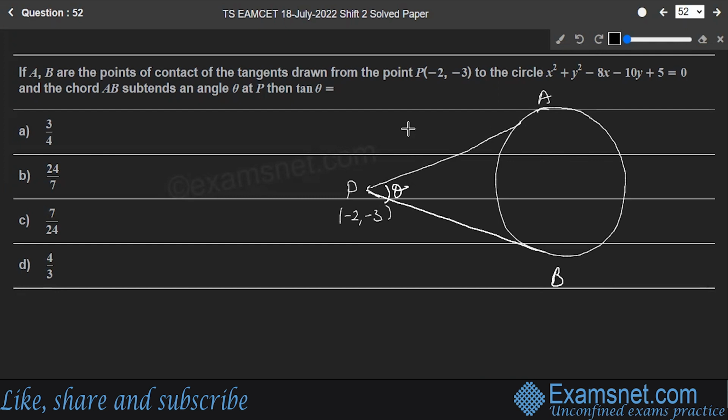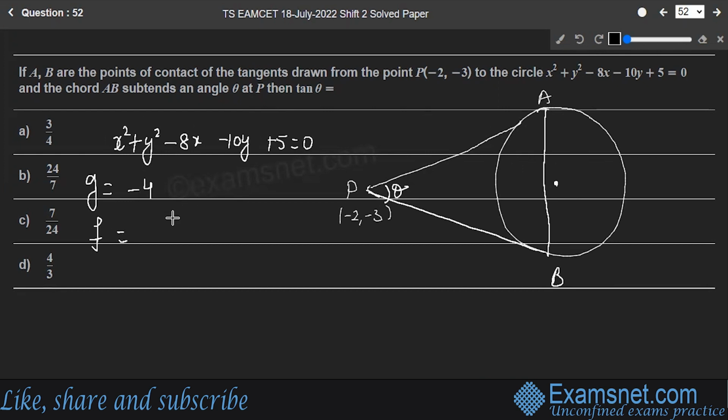Next, it's given chord AB subtends an angle theta at P. Again, tangent of theta is equal to. Okay, so this is the center of the circle. So let's write the circle equation x square plus y square minus 8x minus 10y plus 5 is equal to 0. You know, g is half the coefficient of x, that is equal to minus 8 by 2, minus 4.